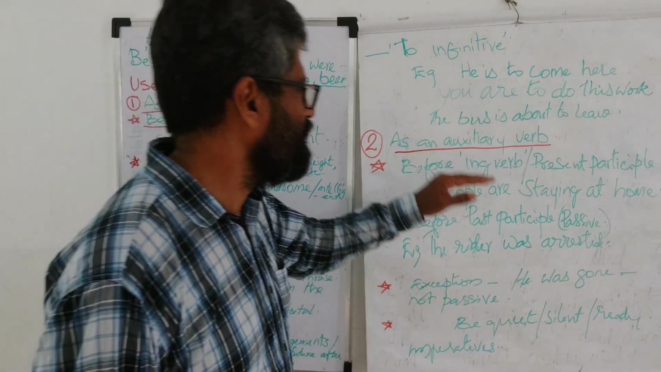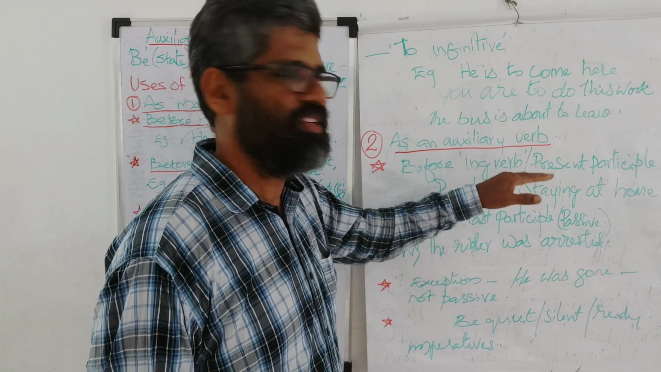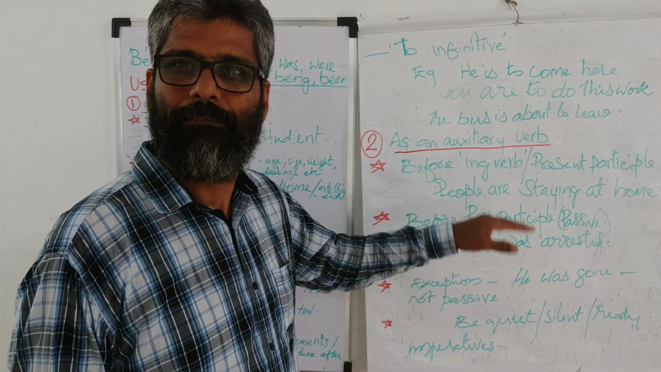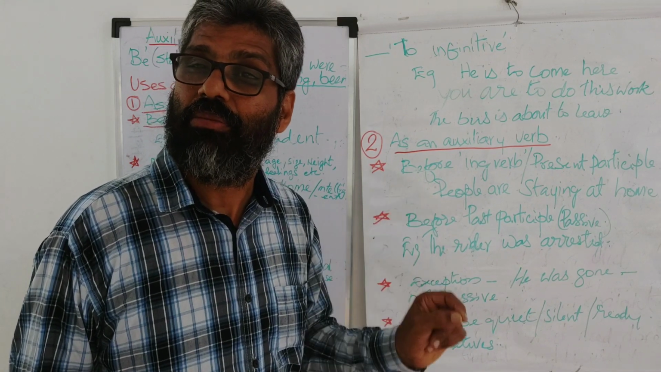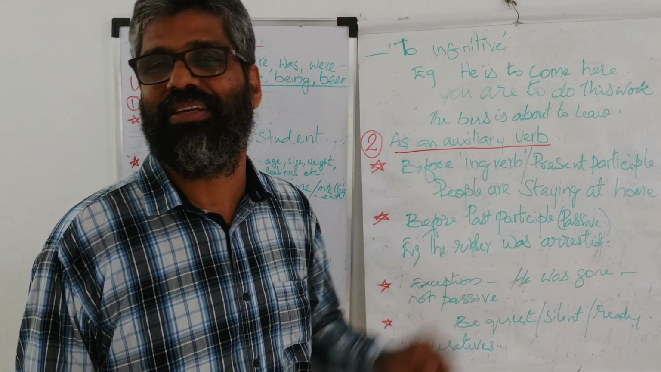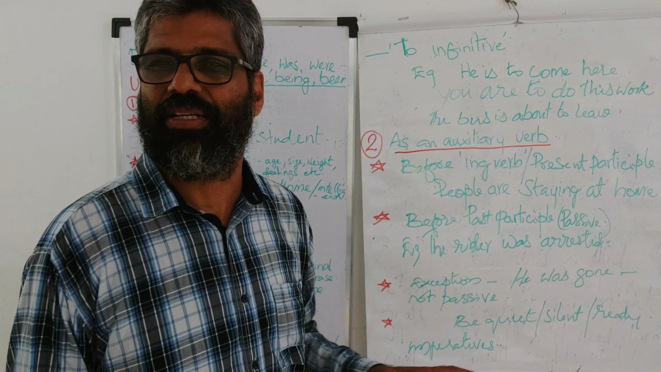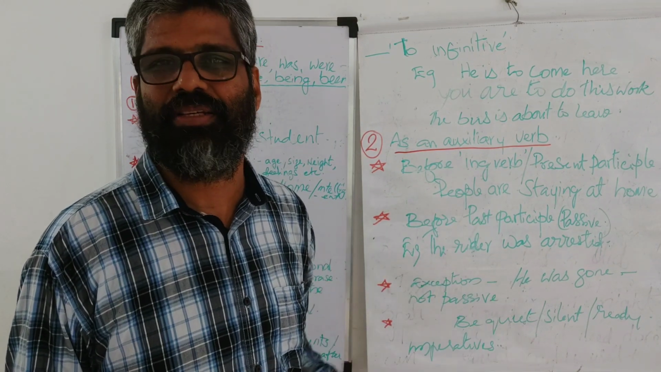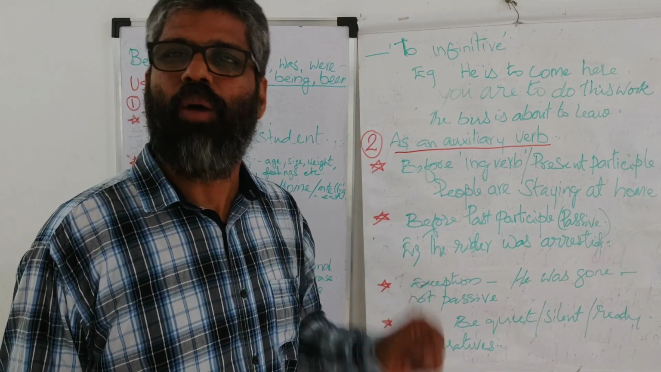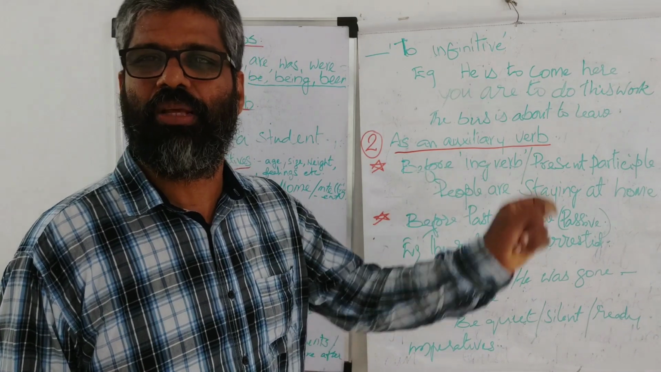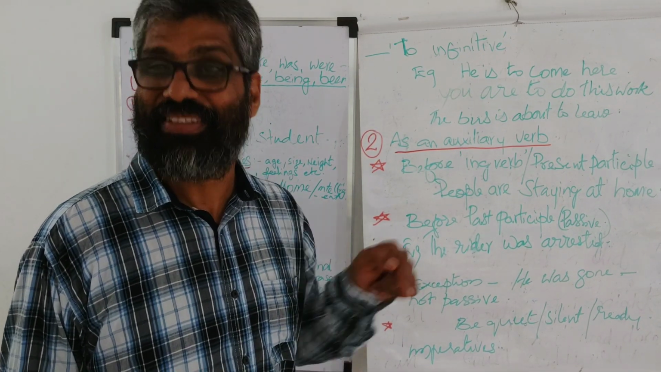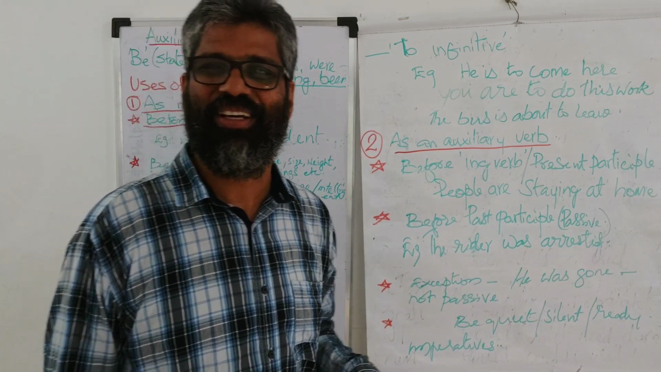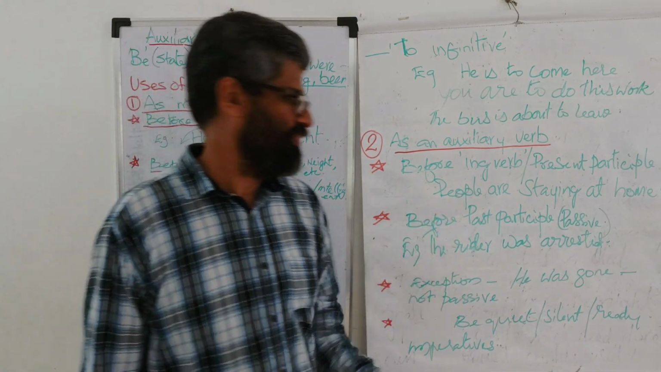So when ing verb, present participle, comes after be form, remember it will always be a continuous tense, either present continuous or past continuous. I was sleeping, past continuous. I am teaching, present continuous. Is it clear to you? Clear? Okay, so like that.